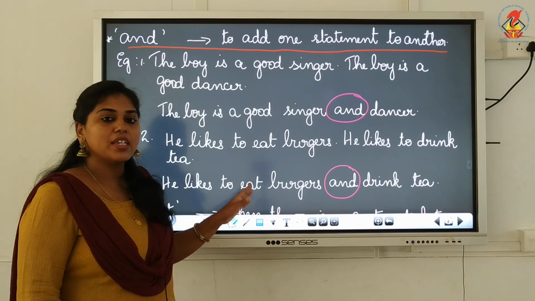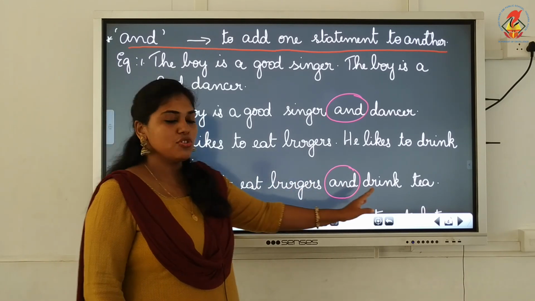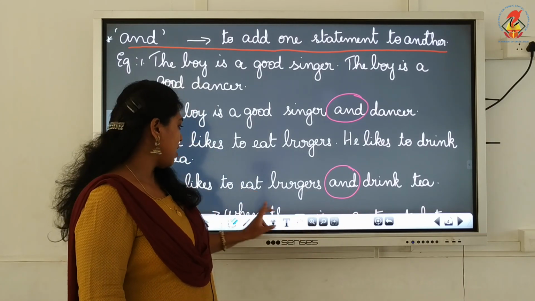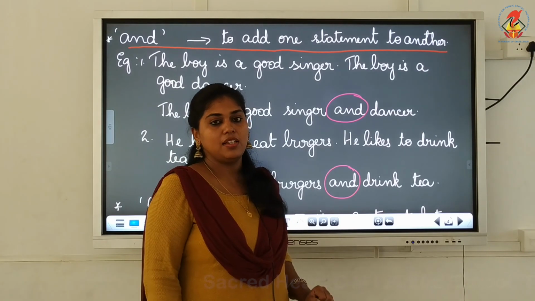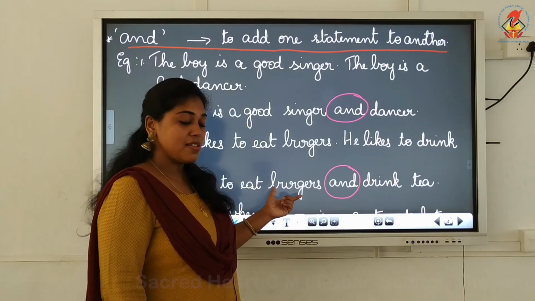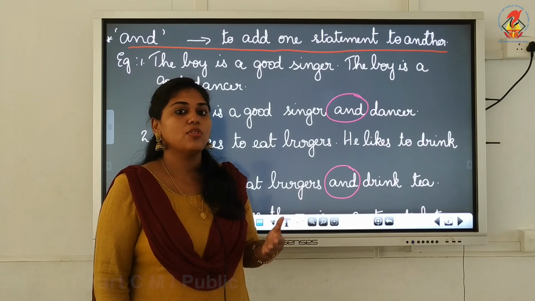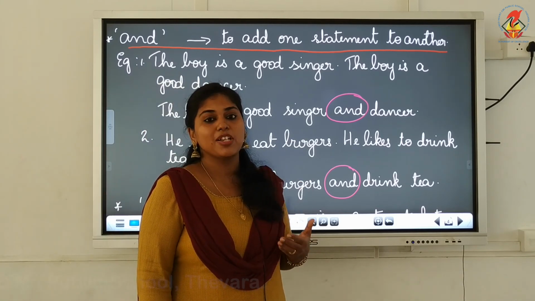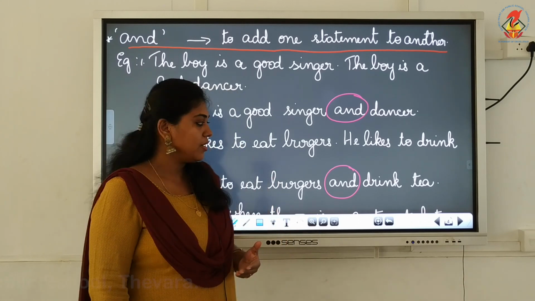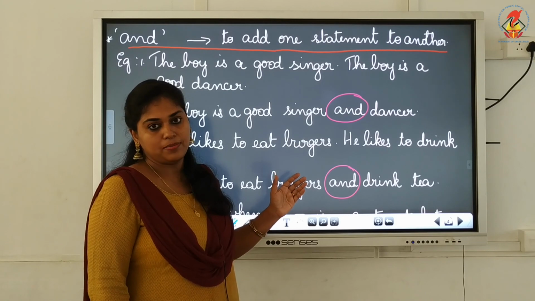So here also we can use the conjunction and in order to combine two sentences and write it as, he likes to eat burgers and drink tea. Don't you feel that this is the better sentence rather than writing it in this way? Especially in your writing, you have to include conjunctions in order to give a matured style of writing. Okay, this will improve your sentence structure.